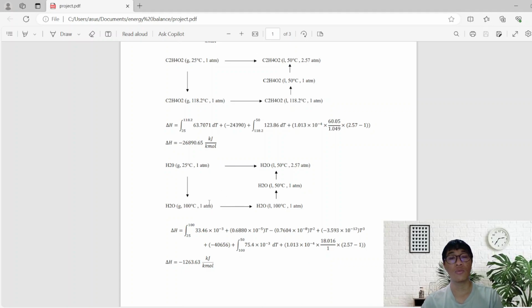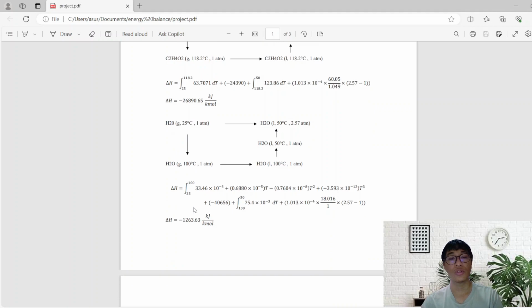For water, it will be the same as acetic acid and acrylic acid. There will be two sensible heat, one phase change, and one pressure change. So in the end, you get negative 1,263.63 kilojoule per kilomole.